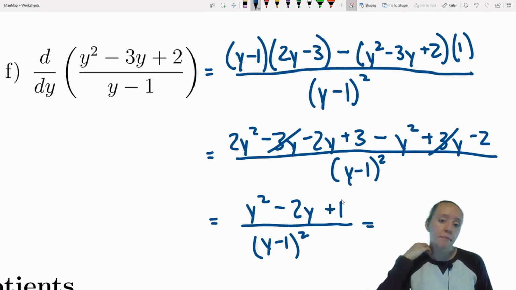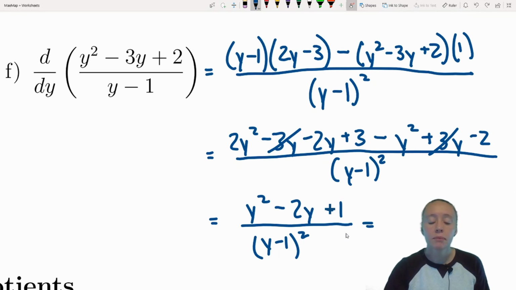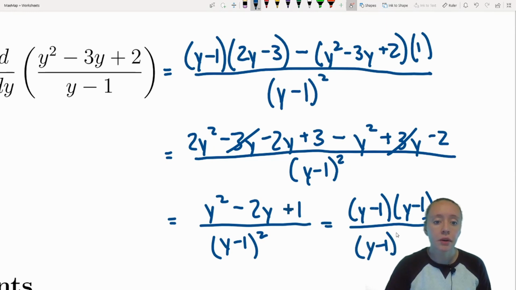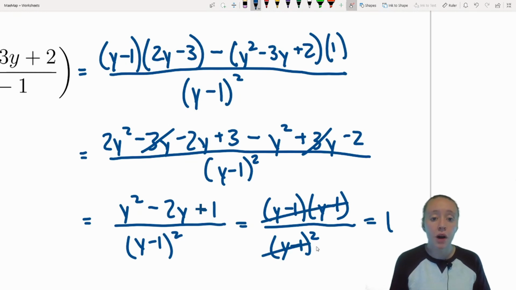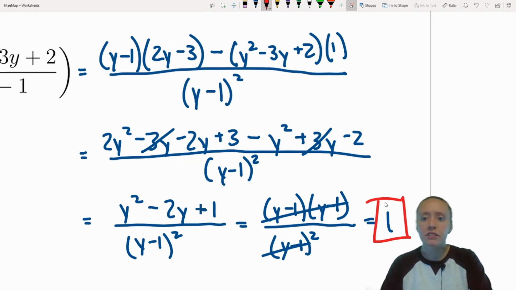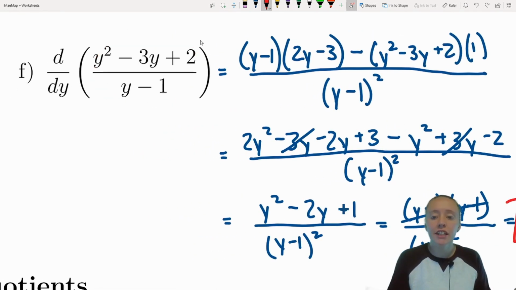But look at this. What multiplies to give me 1 and adds to give me a negative 2? That's going to be y minus 1 and y minus 1. So y minus 1 times y minus 1 all over y minus 1 squared. Look at this. This is just all equal to 1 because my y minus 1's cancel out with the y minus 1 squared in the denominator. So my solution for this derivative is just 1. So my derivative is constant, which means that this original function actually is a linear equation.